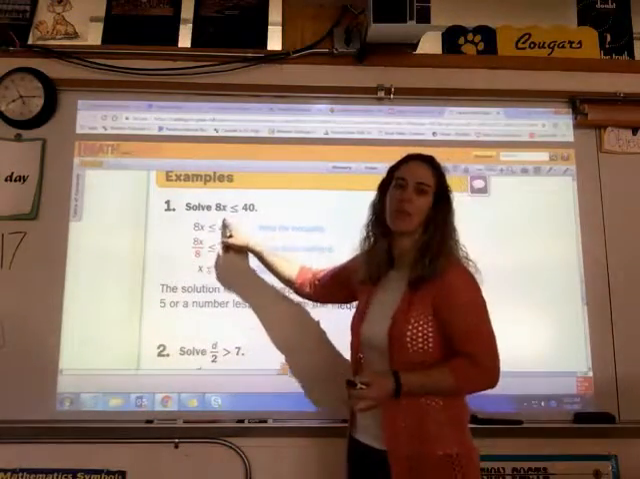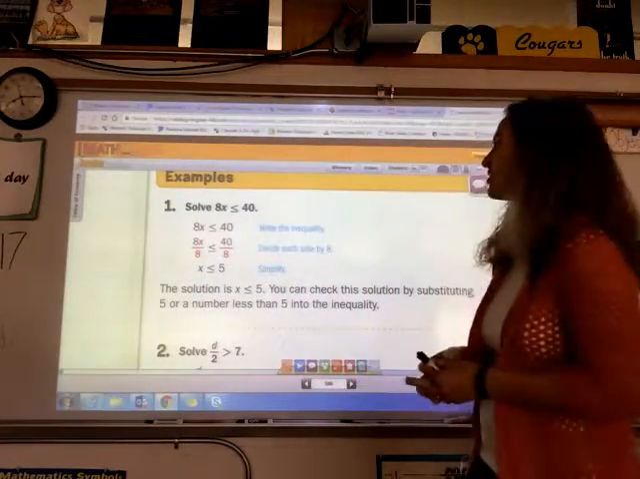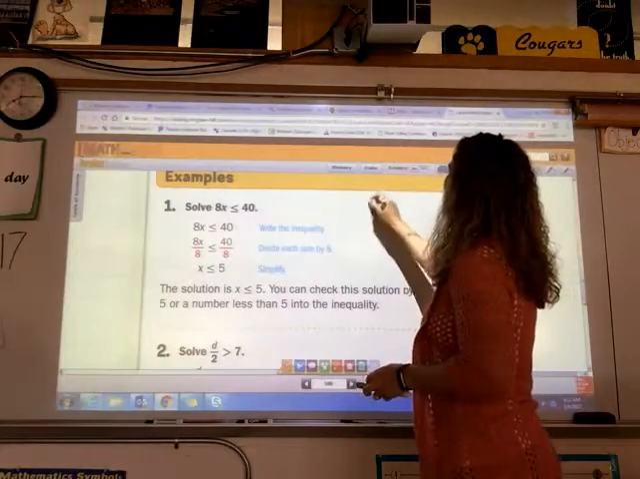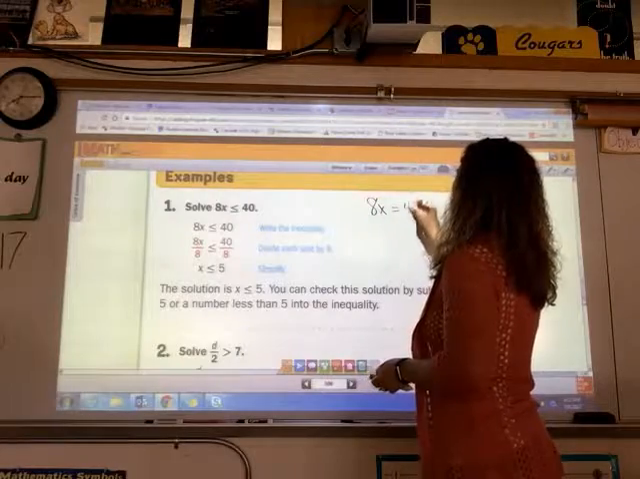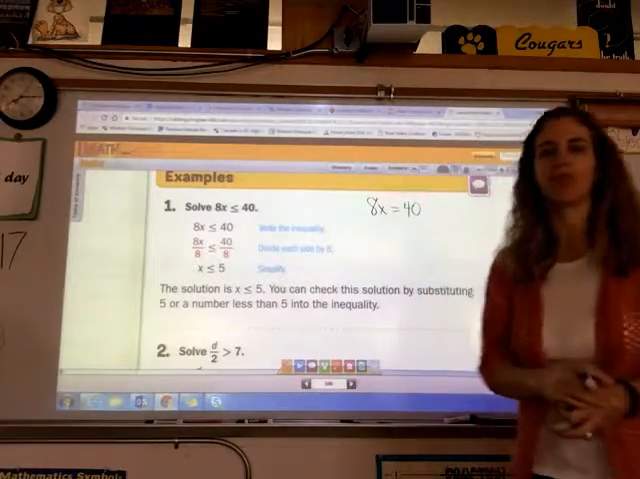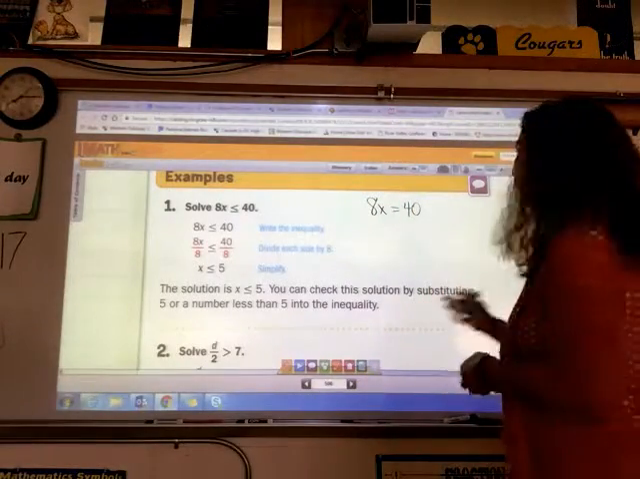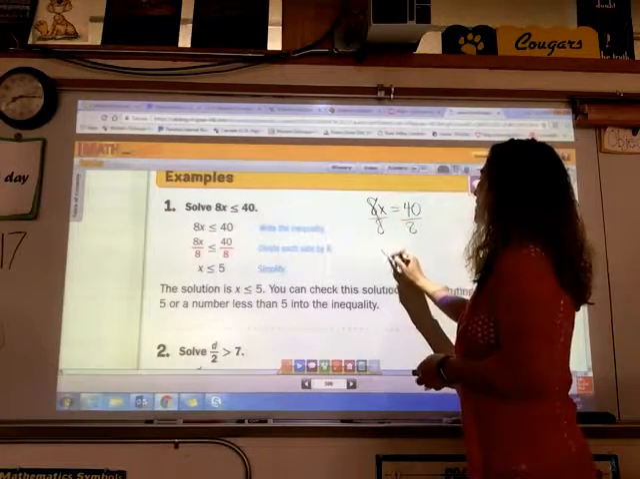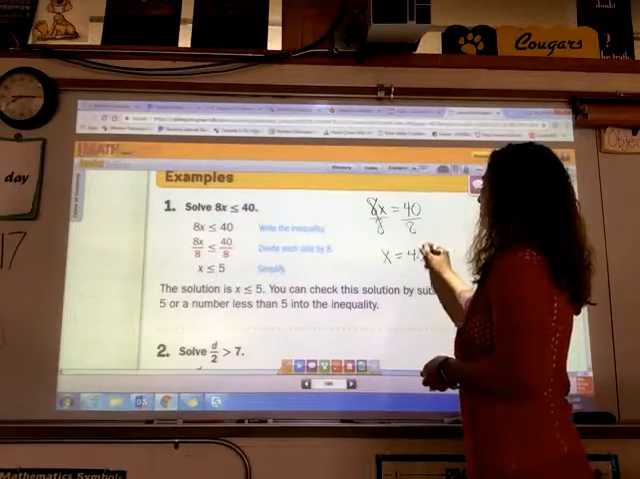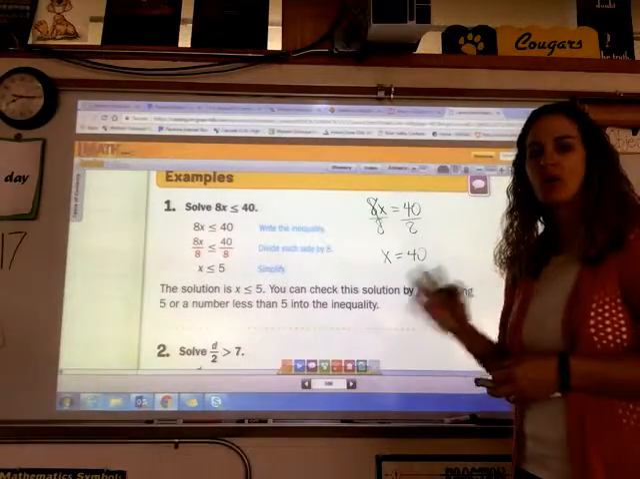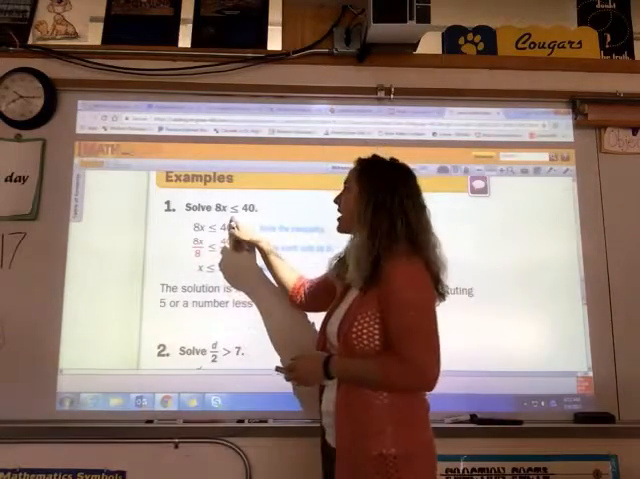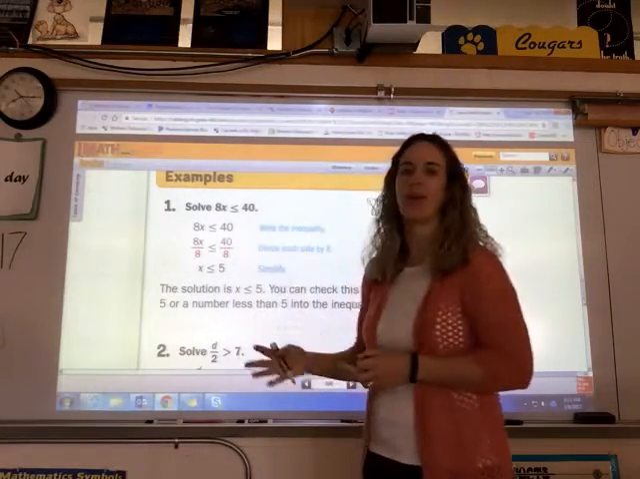Again, we're starting off with a basic inequality of 8x is less than or equal to 40. Let's think of it in terms of this. If we had 8x equal to 40, what would we do to both sides? Well, in this situation, if it was an equation, we would divide both sides by 8. 8's cancel out, x would be equal to 5. Same type of concept. The only difference here is instead of having an equation, we have an inequality. So we're still going to divide both sides by 8.